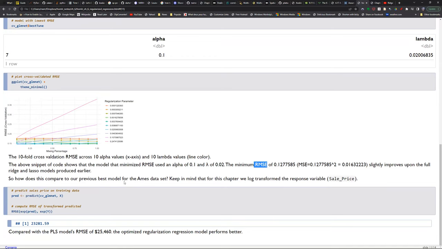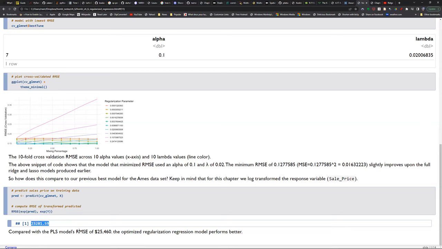So how do we compare our previous best model, the one that we have with the lasso, right, with the 64 features, with this one, the elastic net? Keep in mind, the author says that for this chapter, we log transform. So we have to inverse that transformation with the exponential function for the predictions and also the observed values. So here we have the prediction from this cross-validation glmnet, which is the elastic net result. And then the RMSE is going to have two parameters, the predictions and the actual values. The prediction is going to be exponentiated to remove that log. And then we're going to apply also the exponential to the y's, the response.